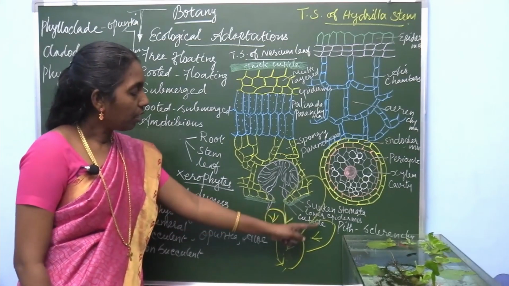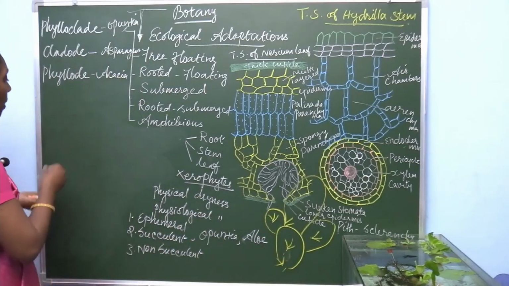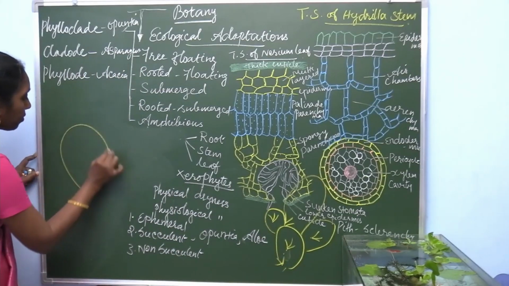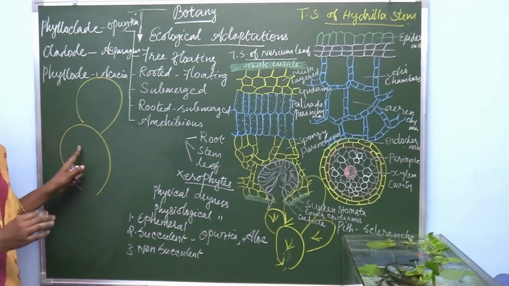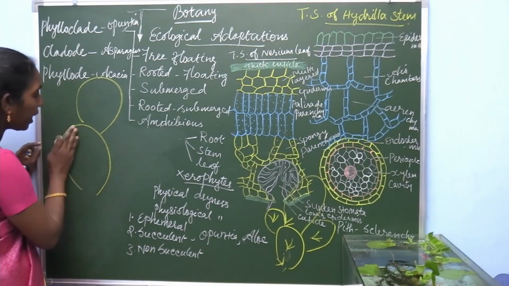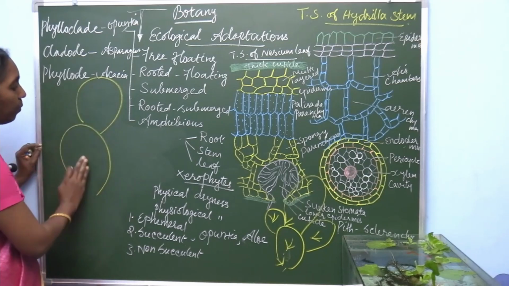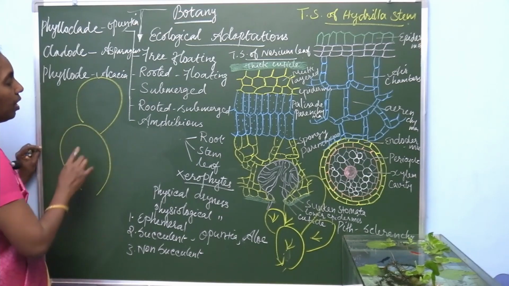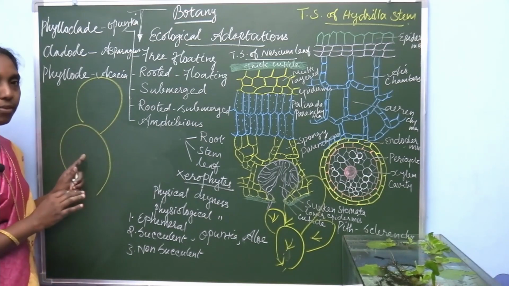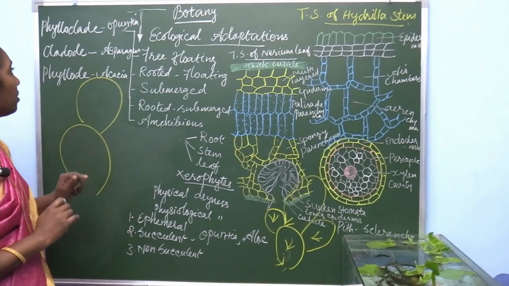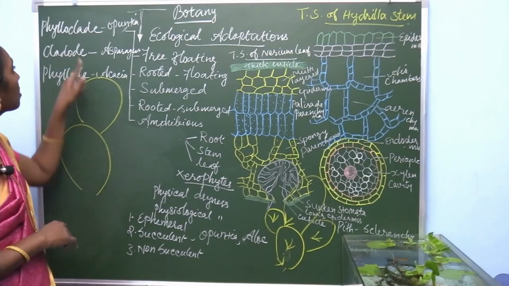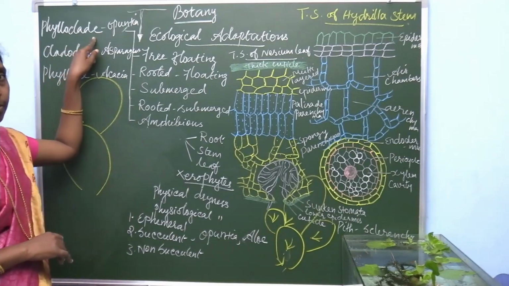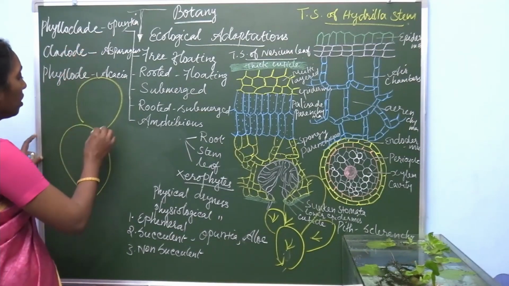And this phylloclade, what is the adaptation observed in Opuntia? In this plant Opuntia, this is the stem part. The stem is modified as a flat structure and performs photosynthesis. Stem modified into flat thick structures that perform photosynthesis is called phylloclade. Example, Opuntia.